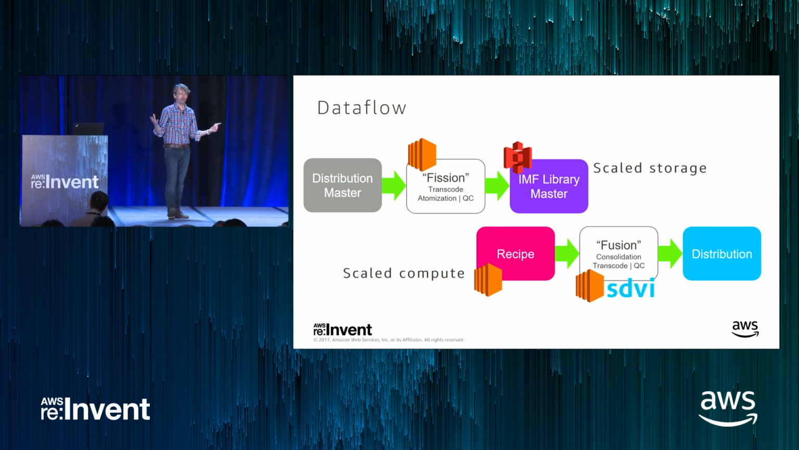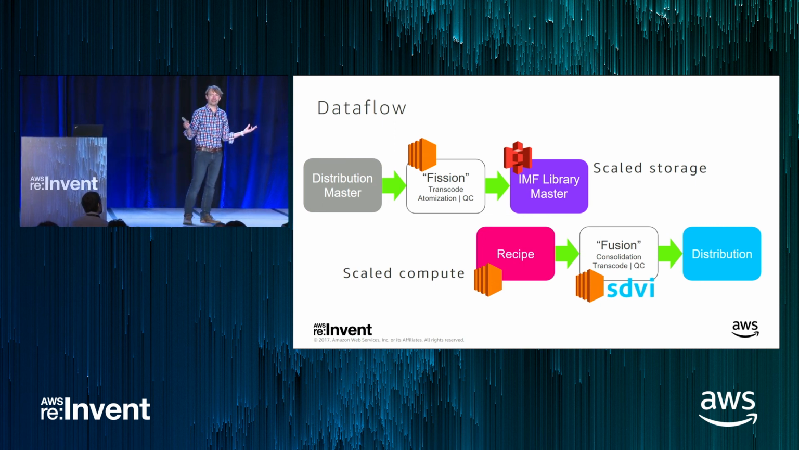That goes in the IMF library master, and that's really where we're talking about scaled storage, right? We need the ability to grow out that library without a lot of constraints, and that's where we're leveraging S3 and Glacier. And so then the other side is defining the recipes. And so we're working with a company, SDVI, to build the cloud recipe generation capability. So that'll be basically Adobe Premiere, going into an edit session, defining those recipes, and then saving those recipes in a database so that we can call them on demand to be baked off into those final distributables.